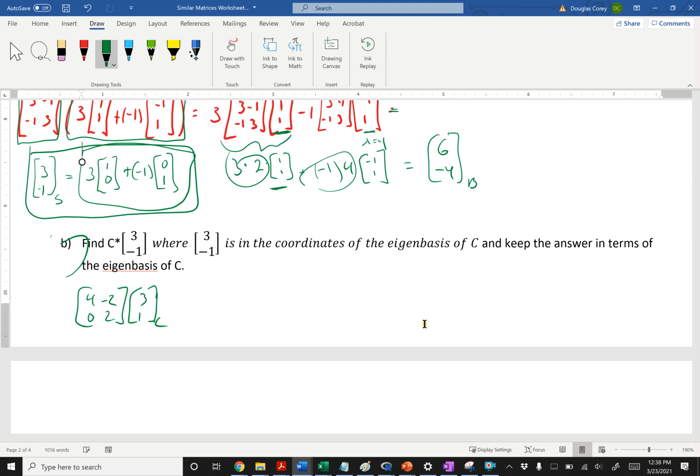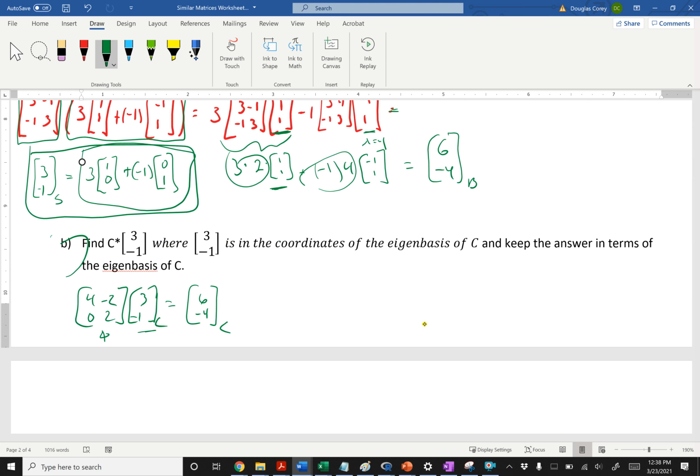So if this is in the eigenbasis of C, and we want something in the eigenbasis of C, we actually already know what this is going to be. It's going to be 6 and a -4, because this does the same transformation in terms of the eigenbases. It does the same stretching of the eigenvectors.